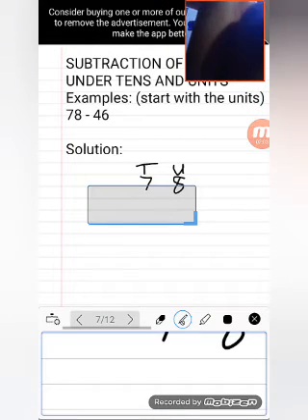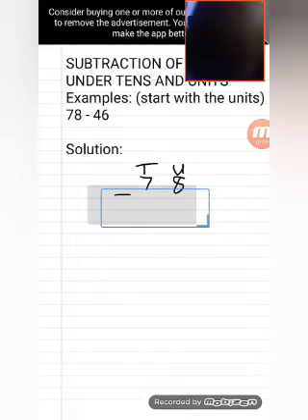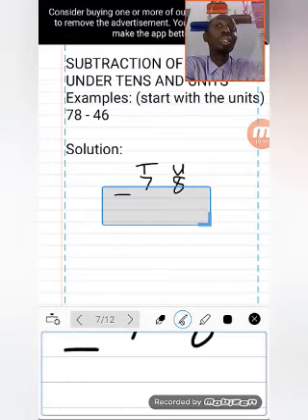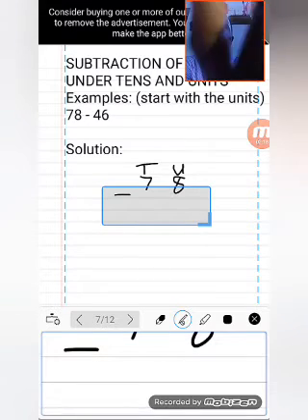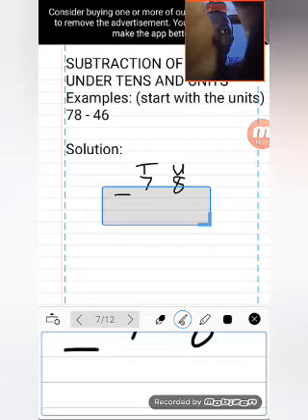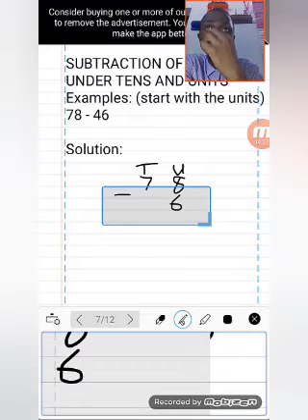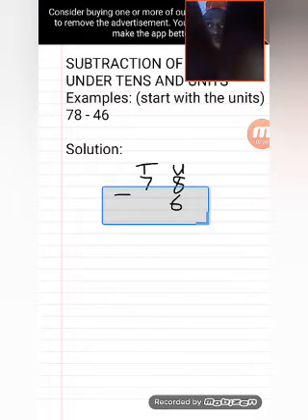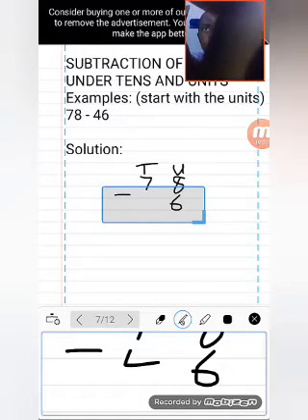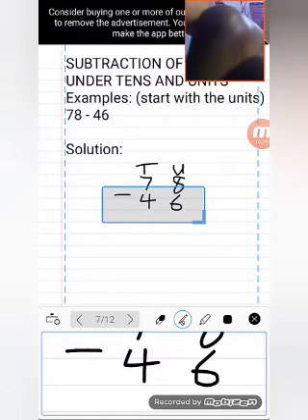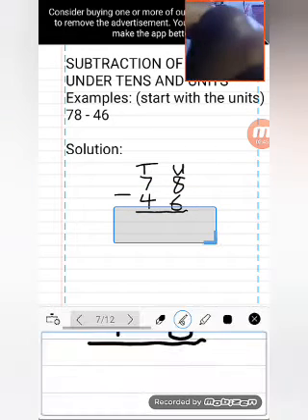Then the next thing we'll be writing is the 46. But before we write that, put the minus, so that you have it at the back of your mind and are reminded of what operation you are dealing with here, that you're not doing addition but subtraction. So 78 minus 46. The 6 in 46 is to be under the units. The 4 in 46 should be under the tens, that's the T. So simple. Then we rule the line, creating the space where the answer will be written.